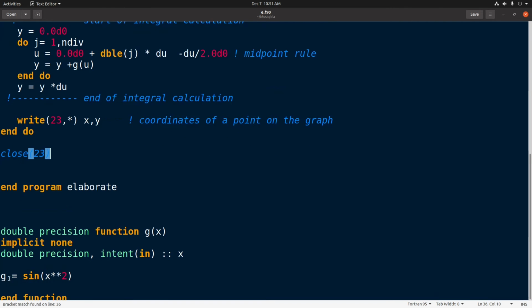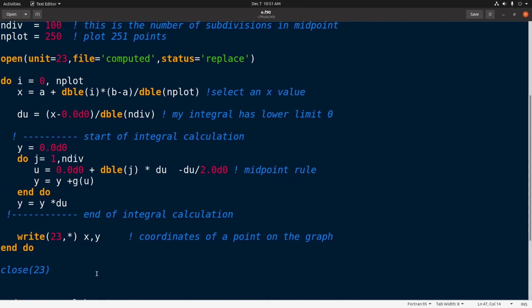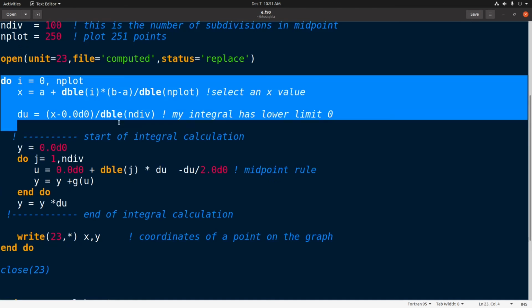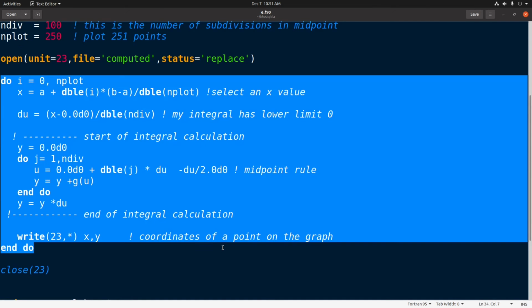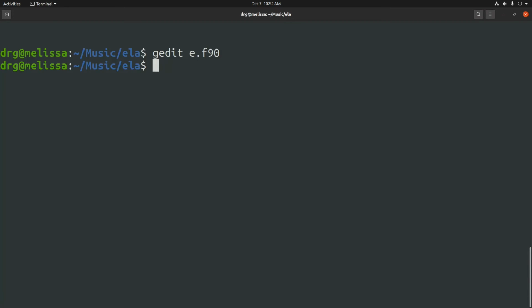My g function, for purposes of illustration, I'm going to take g to be the sine of the square of whatever the independent variable is called. So this actually solves my problem up to the level of accuracy that I've specified.